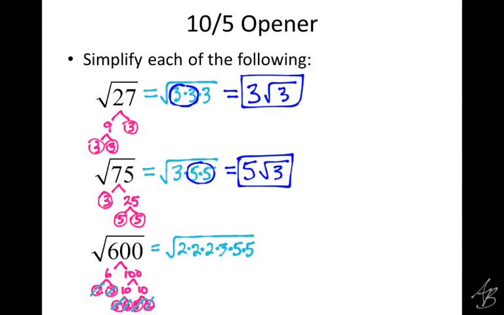Circle your pairs again. So we got a pair of 2's, got a pair of 5's, and that's it, right? So on the outside, what are we going to get? 2 times 5, which is 10. Okay. If you want, you can put another step in here and write 2 times 5 out there instead of 10. But we're just going to end up multiplying it together, so it's okay if you skip that step. And then on the inside, we have a 2 and a 3 left, so what are we going to have in there? 6. So we get 10 square root of 6.